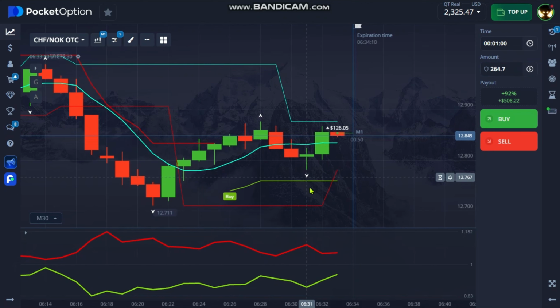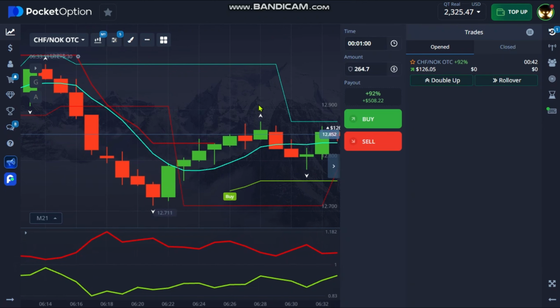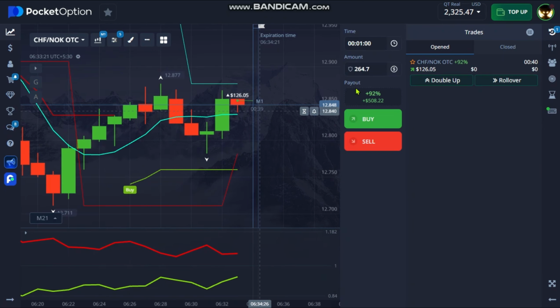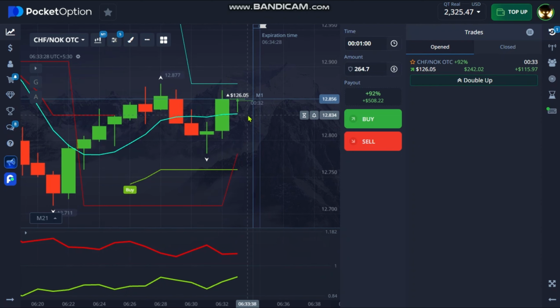The fractal did not touch the supertrend line, as you can see. Did you guys see the quick reaction? Let's see. 40, 39, 31 second difference. Okay, you have to put it like that.